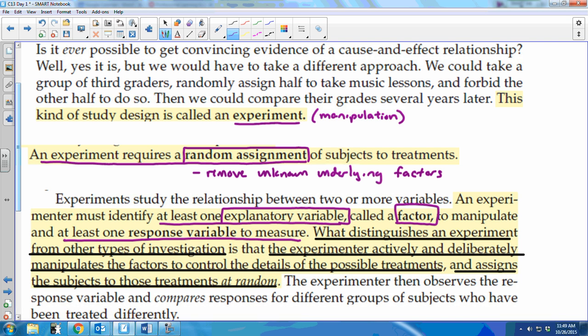Now, what distinguishes an experiment from other types of investigation? Again, the experimenter is actively and deliberately manipulating factors. Right? So that's why I said manipulating. That's why it's different from an observational study or a survey. Right? You're trying to control different aspects of the scenario. So that means you have an experiment.